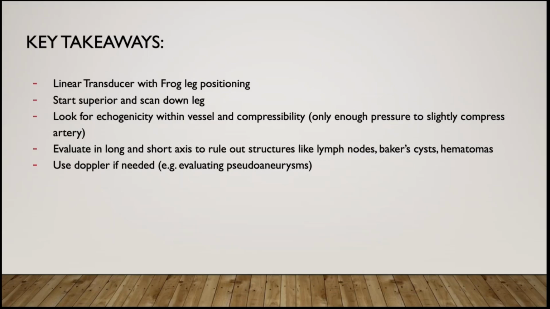Use both your axes, the long and the short axis, to rule out other structures like lymph nodes, Baker's cysts, and hematomas, knowing that a clot in the vessel will more likely elongate with the shape of the vessel and appear more tubular instead of a circumscribed circle. And then use Doppler as a tool if needed, especially for things like pseudoaneurysms, where you would expect to see that bidirectional blood flow. So use the Doppler flow and the red and blue to your advantage there.